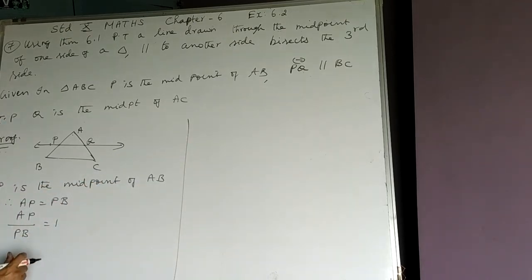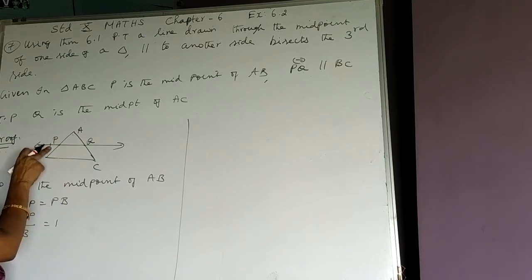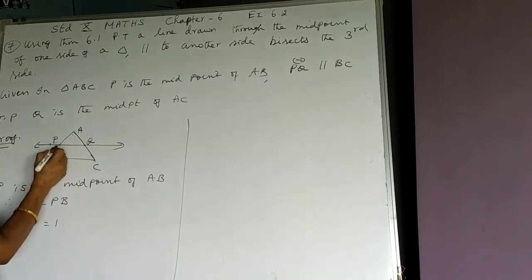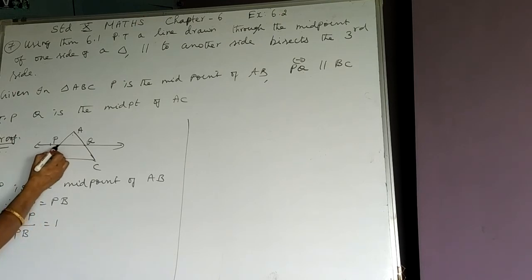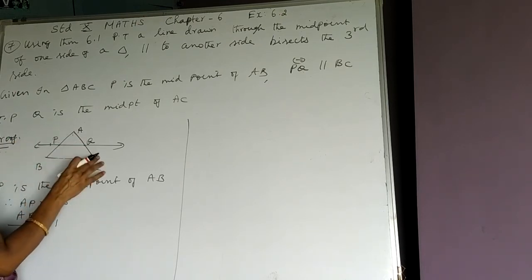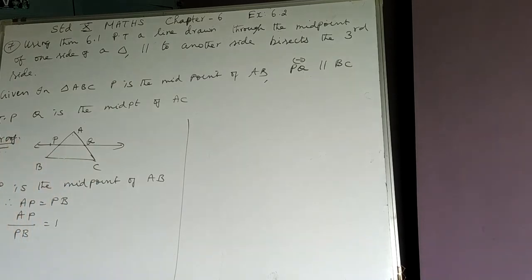Remember a theorem, a line drawn not through the vertex of a triangle. So P is not the vertex, right? So the line is drawn not passing through the vertex of the triangle. We know it intersects one side. It is intersecting AB. It will intersect one more side, but it never intersects the third side.